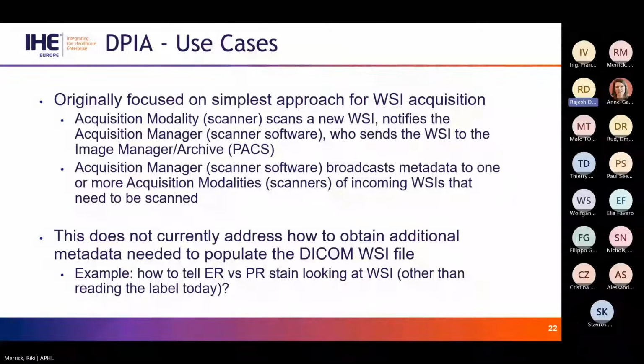data elements was, for example, the stain, and how to model what is the actual stain that's being looked at. Right now, almost everyone, whether you're in Europe, Asia, or the United States, has a human looking at the label to understand what stain, similar to what happens with glass slides. So there's obviously some benefits to having some machine understanding of what the digital image actually represents, and that's one of the things we're working on a change proposal for right now.